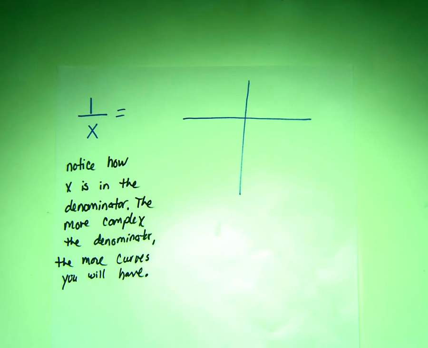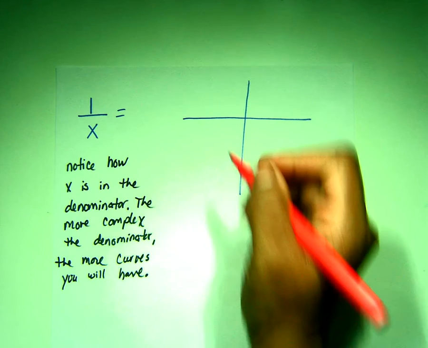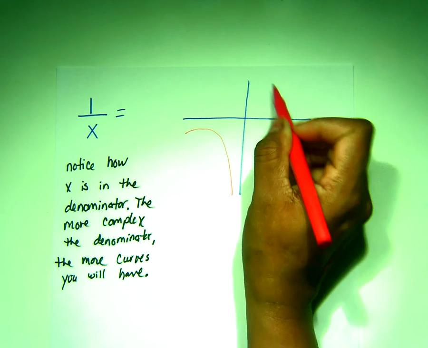Now this graph is pertaining to a fraction. So notice how x is in the denominator. The more complex the denominator gets, the more curves that you will have. So when we're actually graphing that one, it's a little bit different than what we normally have, because again, your x is going to be in the denominator, meaning it's on the bottom. That is dealing with a curve. So you have something like this and something like that.